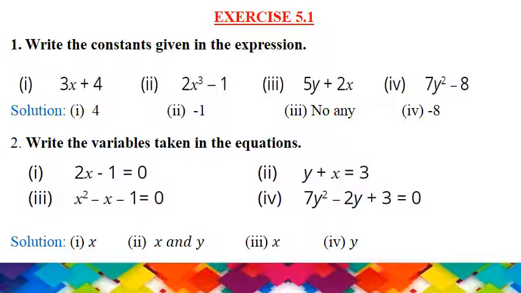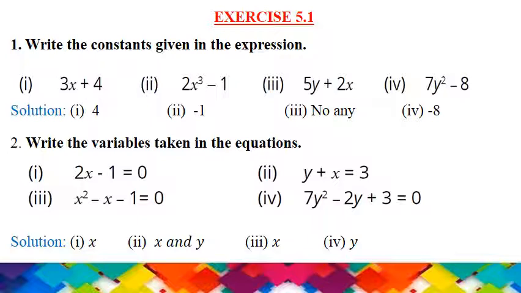And then the third one, 5y plus 2x. We are watching over there that both the terms involve the variable. So in this question there is no constant. In the fourth one, 7y square minus 8. So minus 8 is the constant.